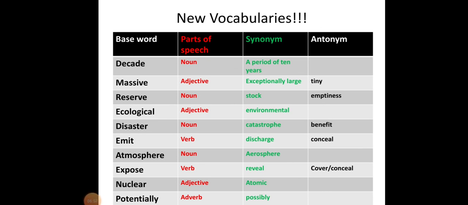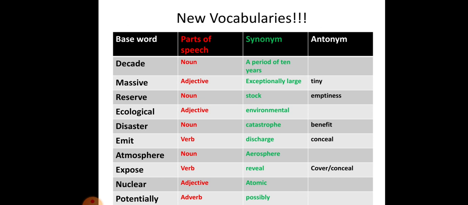The first one is decade, a period of 10 years. Era is 12 years, but decade is 10 years. Massive is an adjective, meaning exceptionally large, and the antonym is tiny. Reserve means stock, and the antonym is emptiness. It belongs to the noun form. Ecological is an adjective.